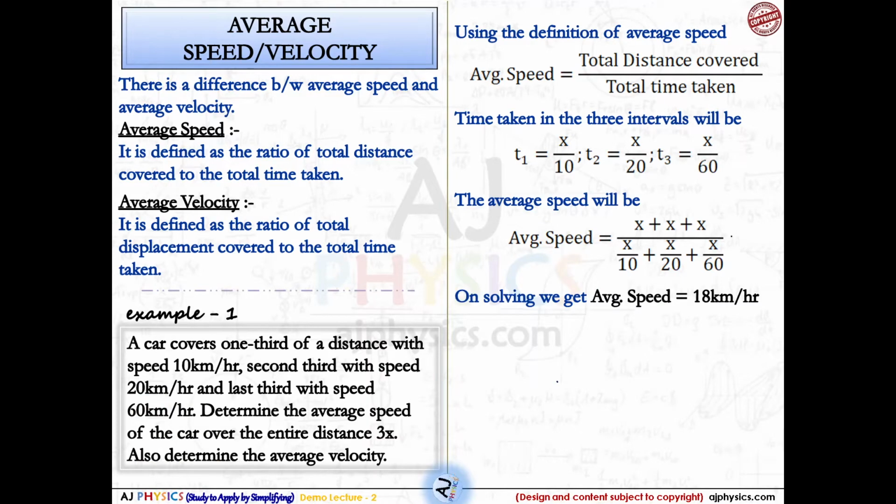Alright, now you can solve this. This is a simple mathematical relation, a simple mathematical fraction. You can easily solve this and you can get this answer, 18 km per hour. And in this case, the average velocity will be the same.